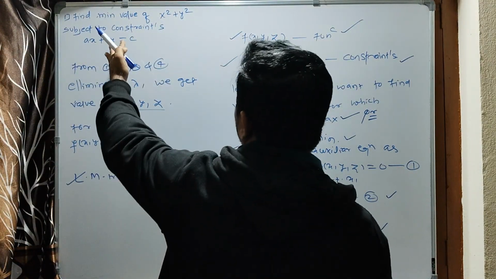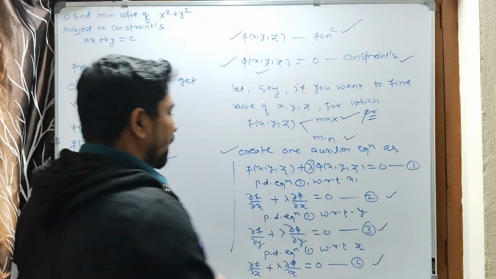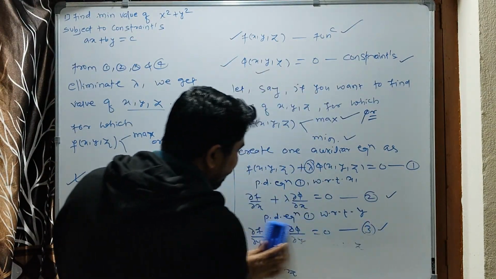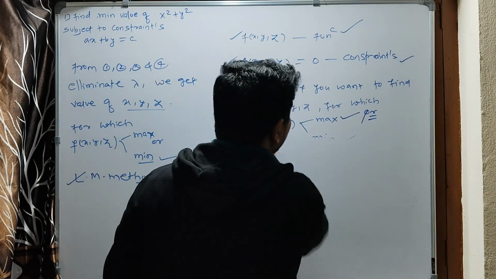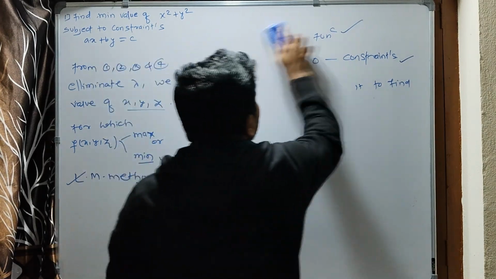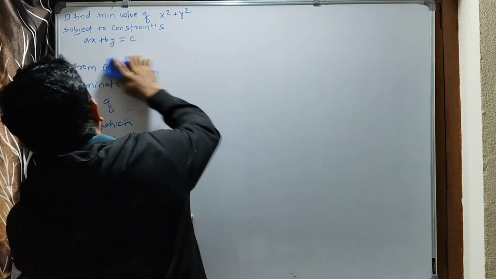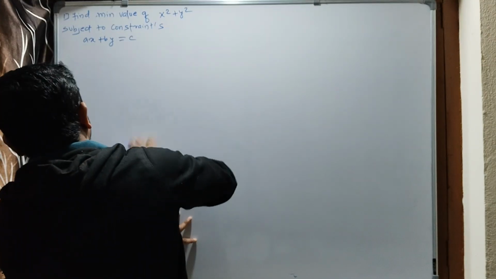Now I will solve one example so that you will get one complete idea of what is meant by Lagrange's multiplier method and how to solve a problem with the help of Lagrange's multiplier method. Now just observe one thing. Just read this question.